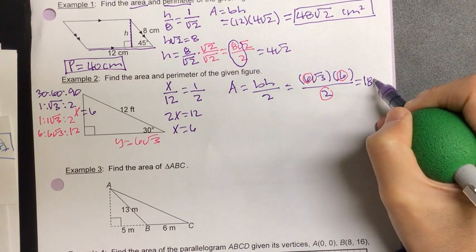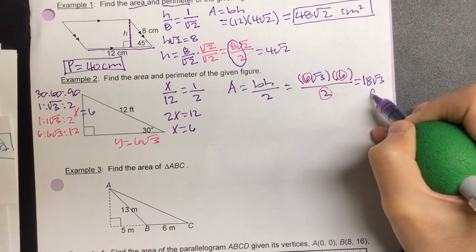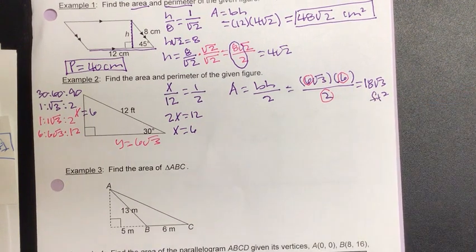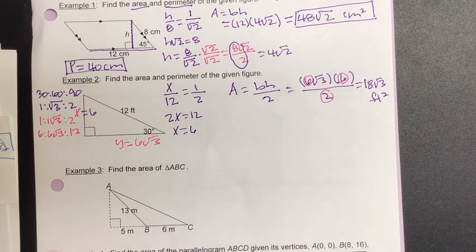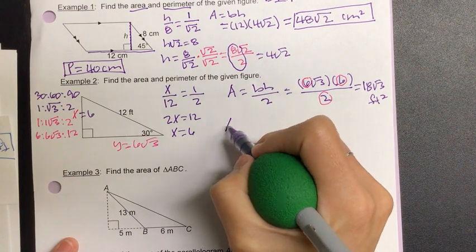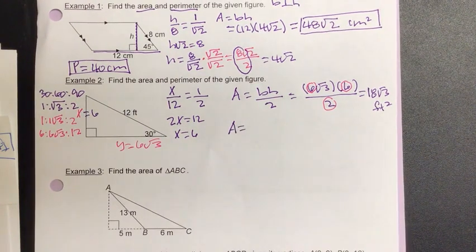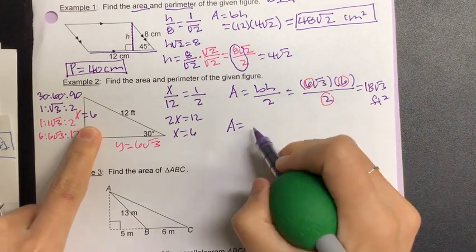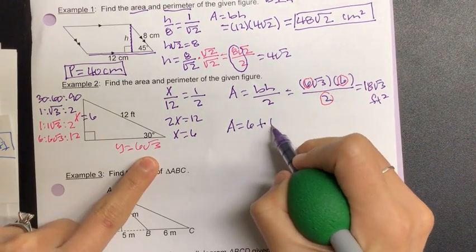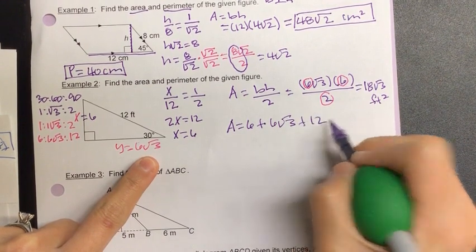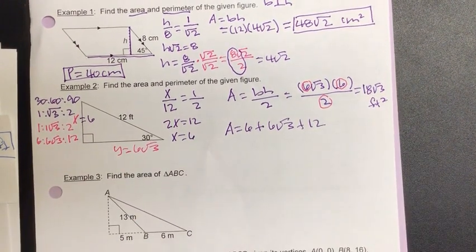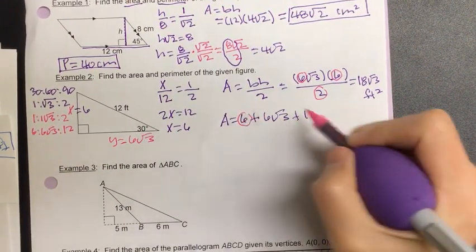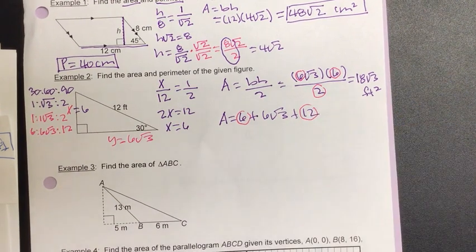Yep, 18 root 3. What's our units for this one? Feet squared. And to find the perimeter, be really careful on this one, because on your quiz and test, some of you are going to combine everything just because it makes sense in our head, but it's really not. So let's write out 6 plus 6 root 3 plus 12. Only the whole numbers without the radical can be combined. So what is 6 plus 12?